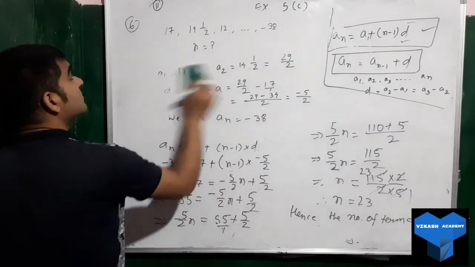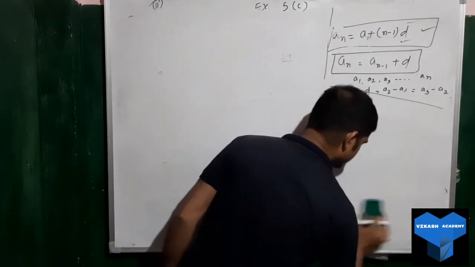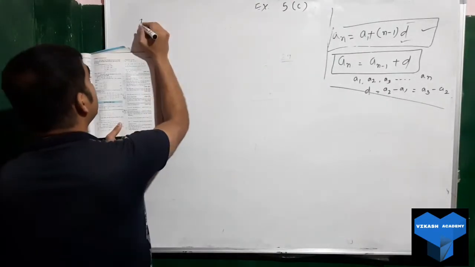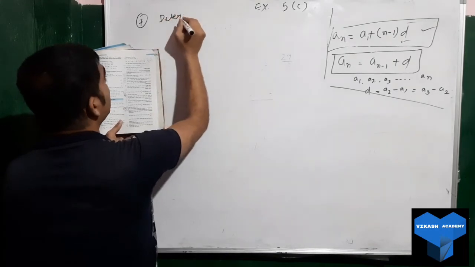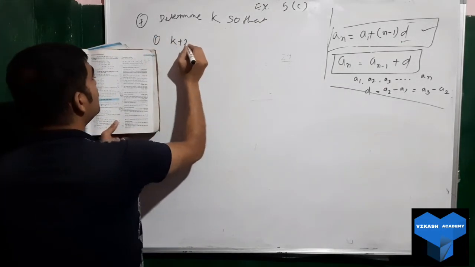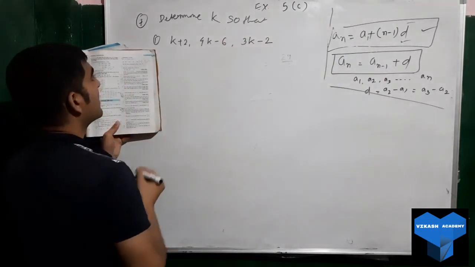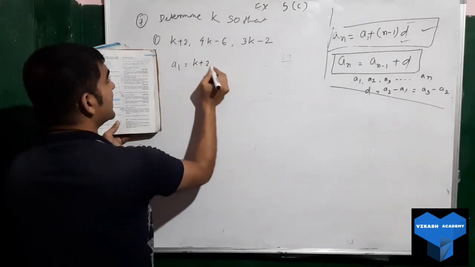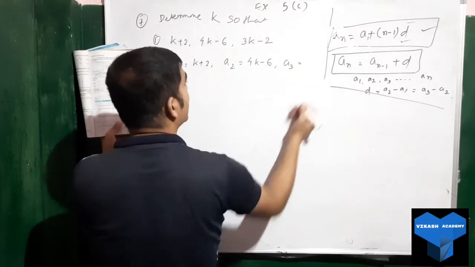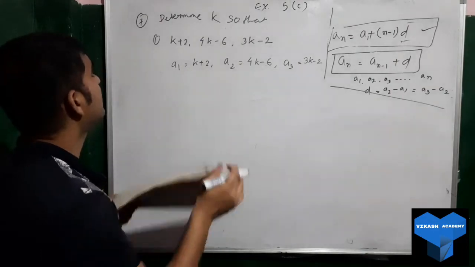Question number 7.1. So question number 7, you will see here we have 7. Determine k. We have to find the value of k. Determine k so that we have k plus 2, then 4k minus 6, then 3k minus 2. So we will take what here? First one you will take a1, you have k plus 2. Second one a2, we have 4k minus 6. Then third one a3, we have 3k minus 2.